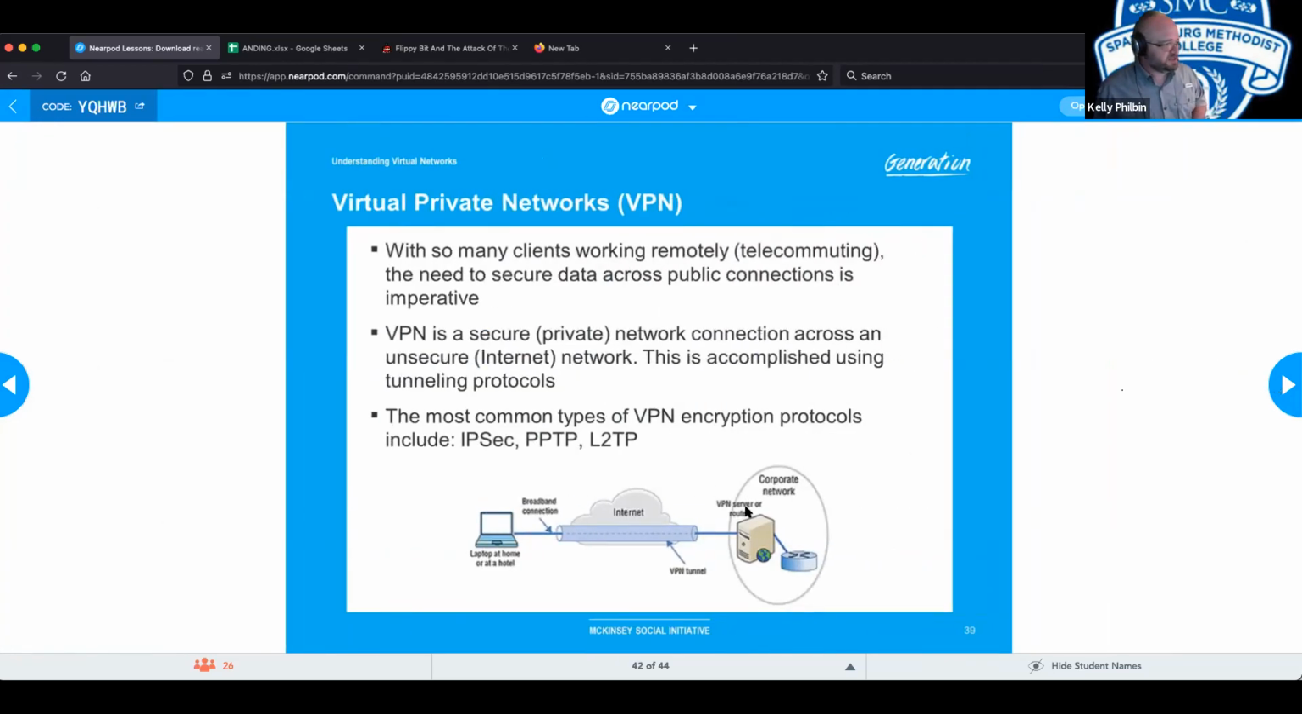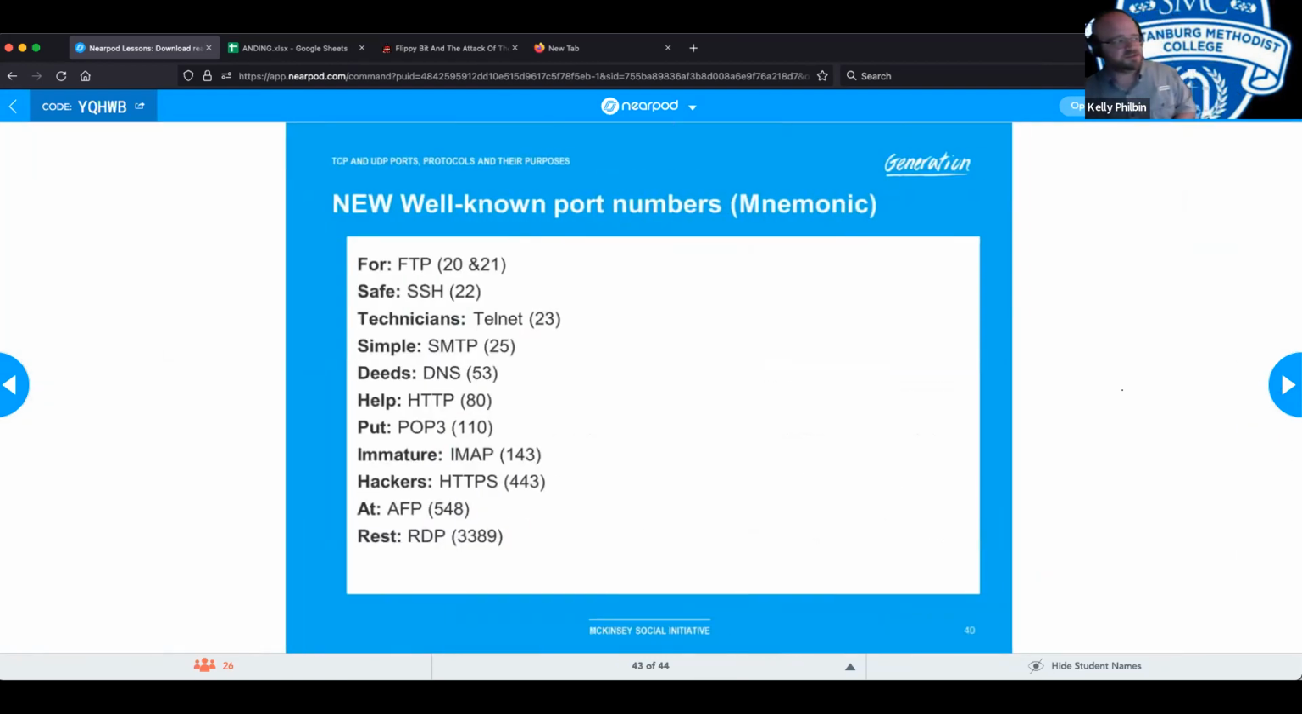All right, VPNs, we talked about this one already a little bit, but we will get into this a little bit more in network servers, as well as SOHO routers.